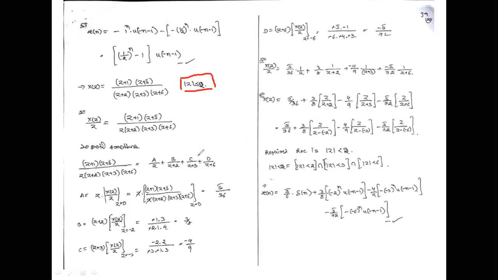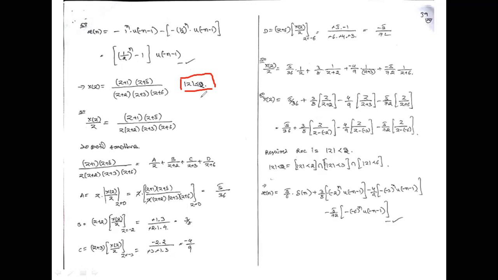So write the a, b, c, d values in this function. A as 5 by 36 into 1 by z, 3 by 8 into 1 by z plus 2, minus 4 by 9 into 1 by z plus 3, and minus 5 by 72 into 1 by z plus 6. But on the left hand side is X of z by z. Cross multiplying the z on the right hand side, the z cancels: z by z plus 2, z by z plus 3, z by z plus 6.